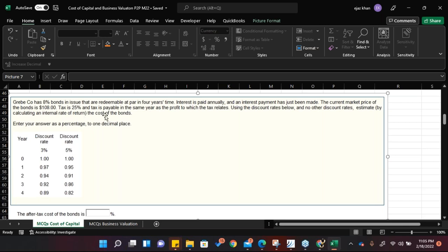That is ex-interest price, because when you pay interest, the current market price of the bond will always be ex-interest. That is after subtracting the interest. So this is ex-interest price. Tax is 25%, and tax is payable in the same year as the profits to which the tax relates. So what are we supposed to calculate? We are supposed to calculate the cost of debt. Now, how do we do that?